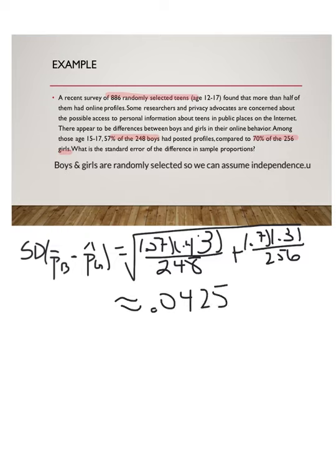So notice our standard error is approximately 0.0425. Remember, the 0.57 comes from the 248 boys. The probability of failure is 43% with a sample of 248. Whereas for the girls, we had 70% of 256, which means 30% would be your failure. You would type this into your calculator in one huge step, and you should get approximately 0.0425.